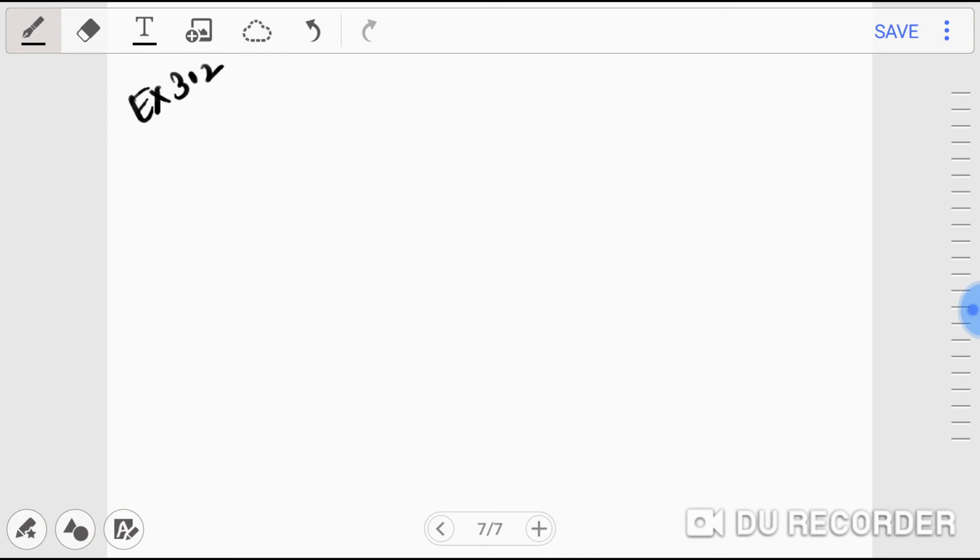Okay, 3.2 we have: from the pair of linear equations in the following problems, form the pair of linear equations and find the solutions graphically. So first you have to make the equation.